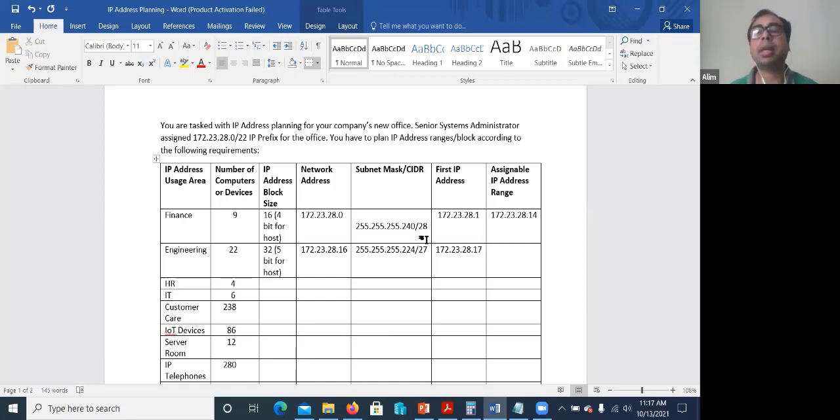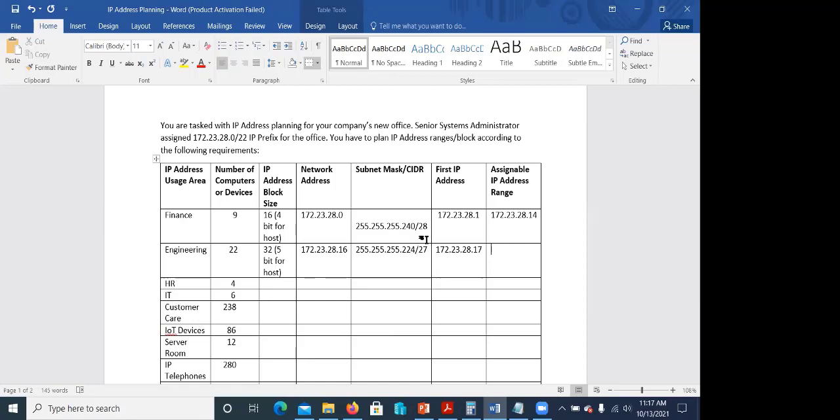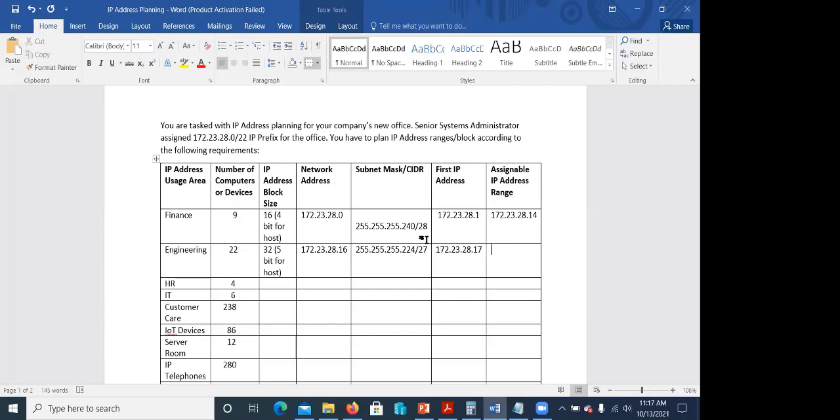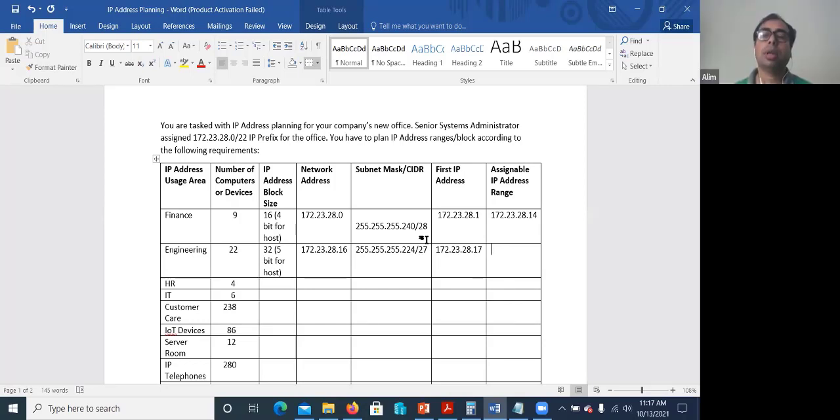What does the mask do? Why do we use a mask? The mask identifies your network portion and also specifies the host portion. If we run the AND operation, for example, the network part is all one, right? And the host portion is all zero. If you understand binary, it's very easy for you, I know.